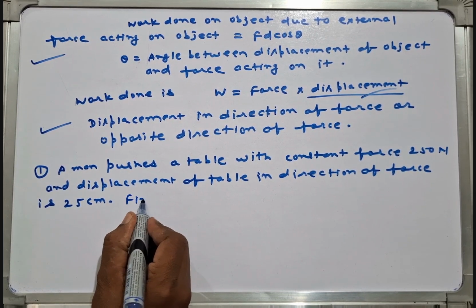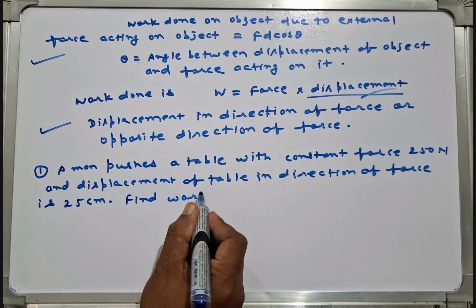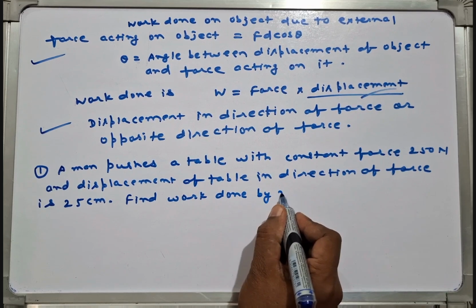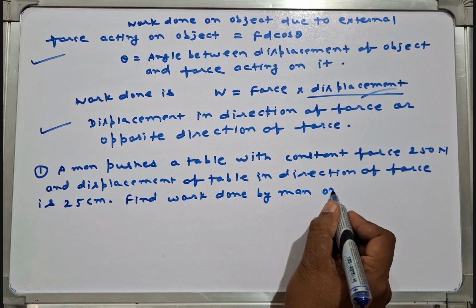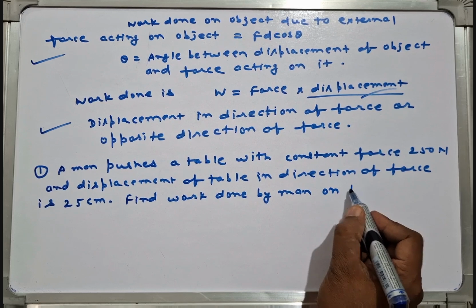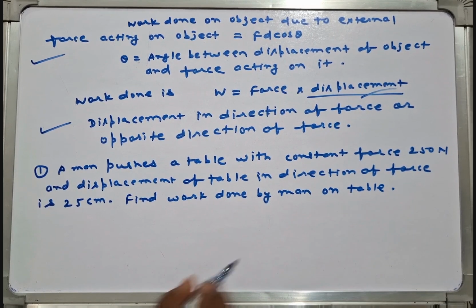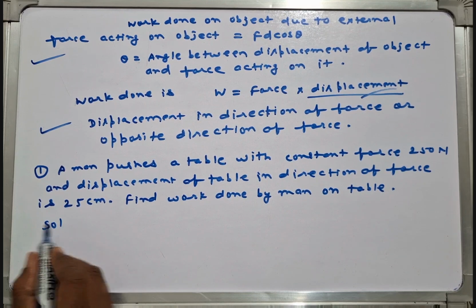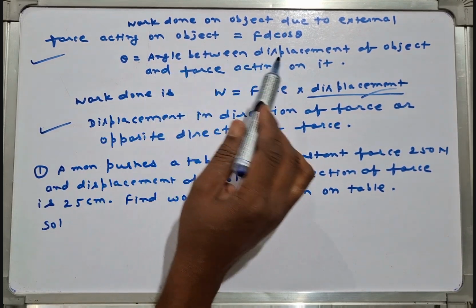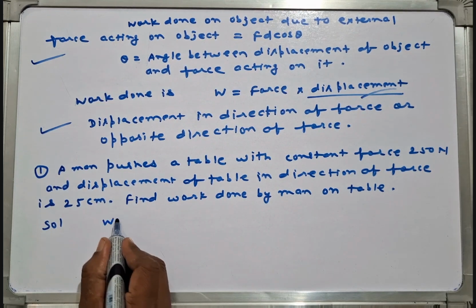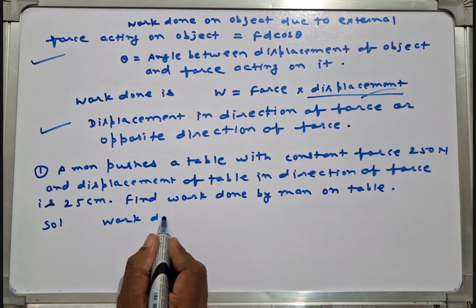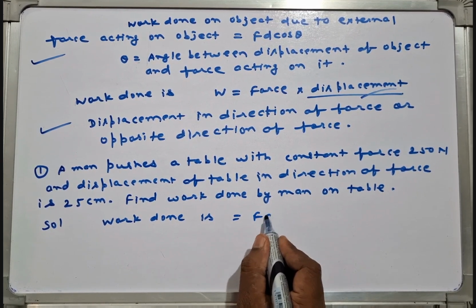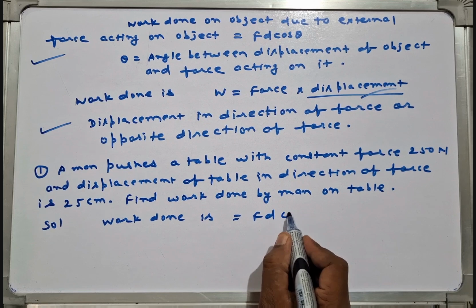Then find work done by man on table. Okay, so here solution, guys, if we apply the first one, work done is F into D into cos theta.